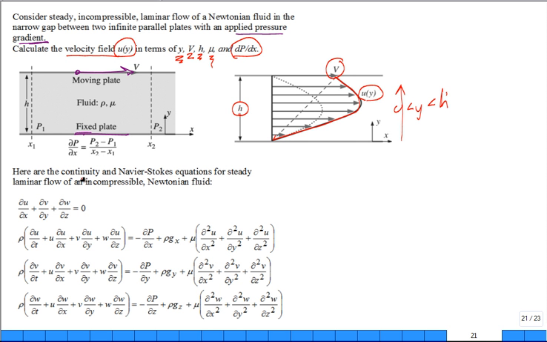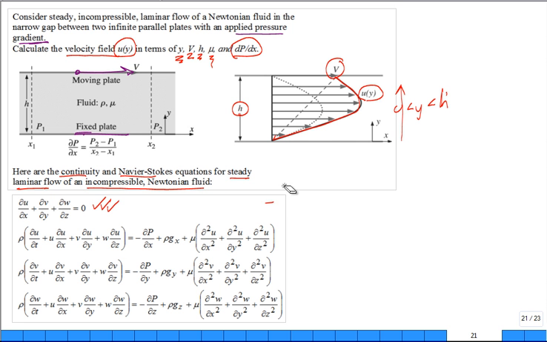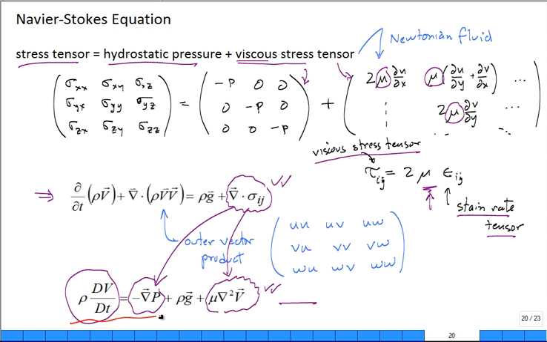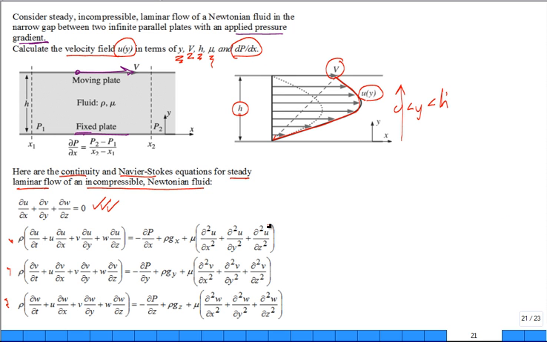What you do is you start with the continuity and the Navier-Stokes equation for steady laminar flow of an incompressible Newtonian fluid. What is this equation? Yeah, that's our del dot V equal to 0. It's our divergence, it's our continuity equation for incompressible steady flow, right? So that's it. And then this is the x component, the y component, and z component of our general Navier-Stokes. That's this equation in its glory, but I've written it out.